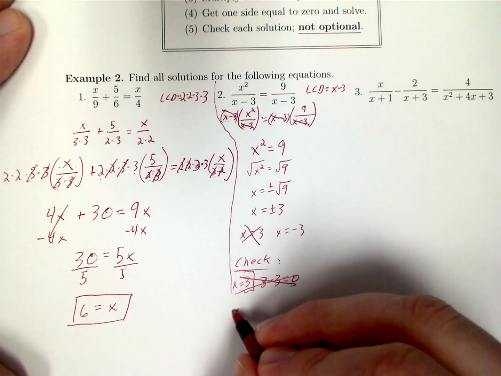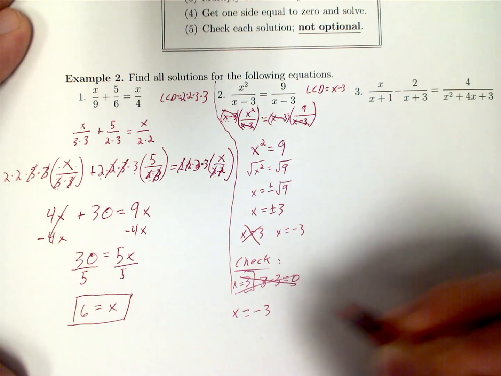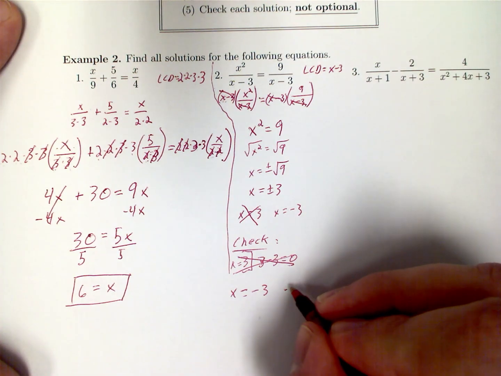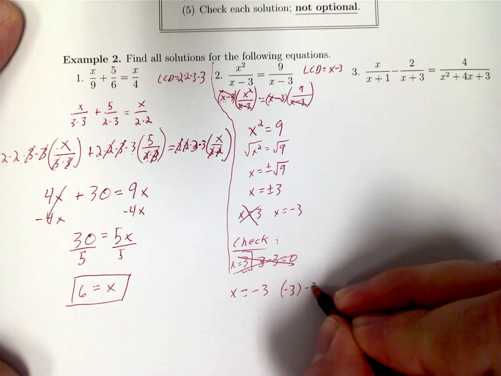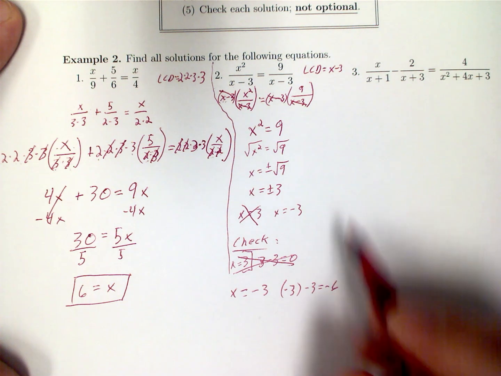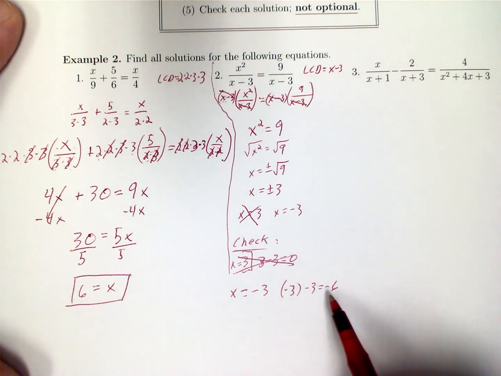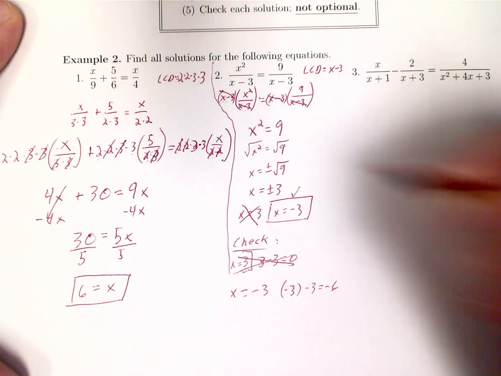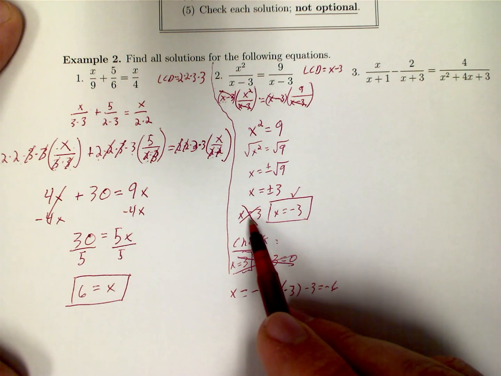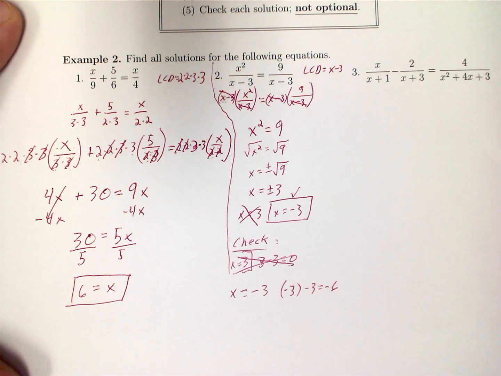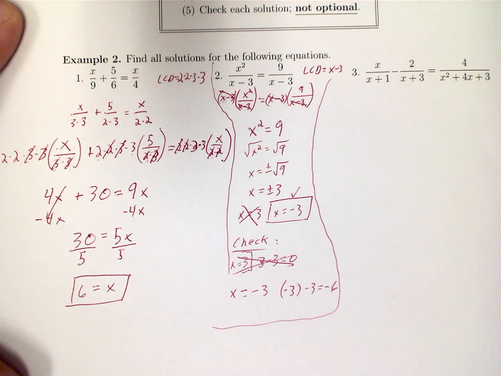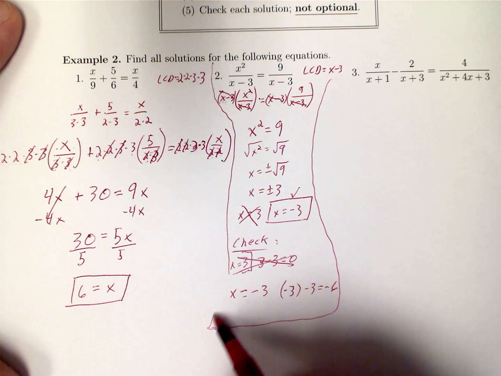But what about negative 3? Well, we plug it in, and negative 3 minus 3 is equal to negative 6. Can we divide by negative 6? Yes, we can. So x equals negative 3 is the only solution, while x equals positive 3 was not a solution. So the main idea for these problems is you clear the fraction. That's the main idea.